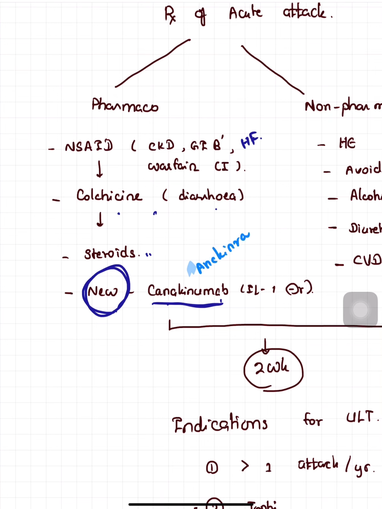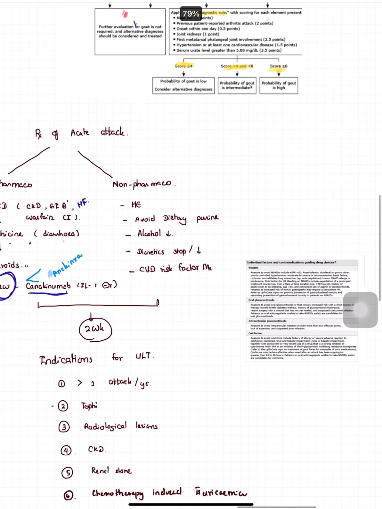Anakinra is also an interleukin-1 inhibitor and can be used, but these two agents are not in routine use. If the above measures fail, we can try this interleukin-1 inhibitor. So what is the first option here? NSAID, colchicine, steroids: what is the treatment of choice in acute gout? It will largely depend upon the contraindication and your fitness for the treatment.